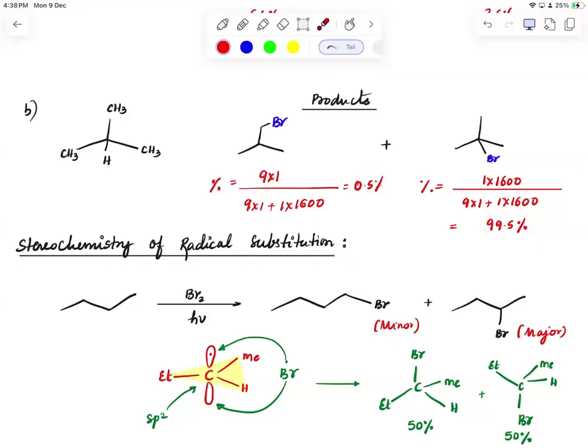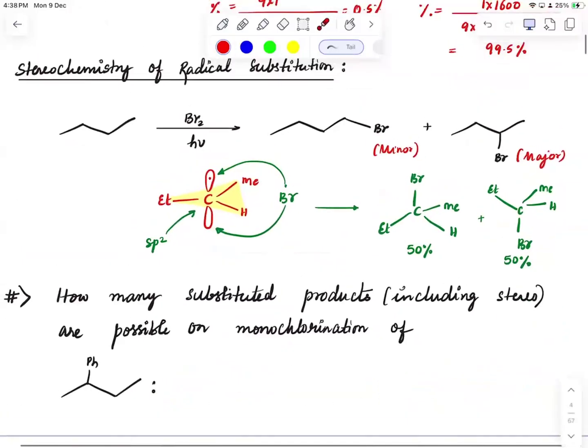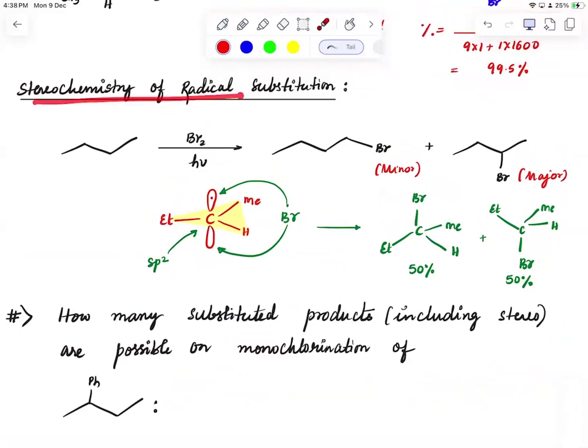Okay. Next thing is, if you notice the stereochemistry of this radical substitution, bromine could be going at this primary position or secondary position for n-butane. And you know that this is going to be the major product.